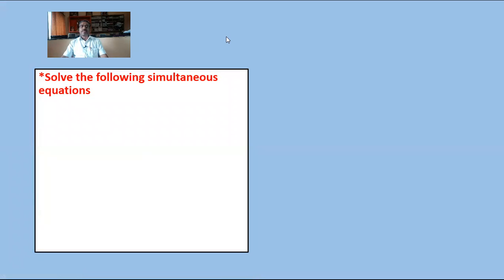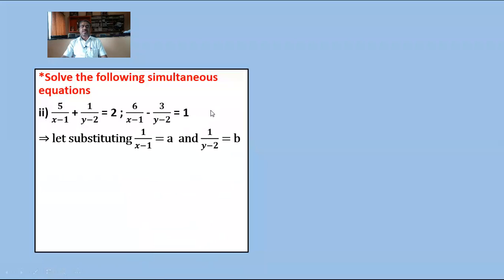Solve the following simultaneous equation. Second equation is 5 upon x minus 1 plus 1 upon y minus 2 is equal to 2. And 6 upon x minus 1 minus 3 upon y minus 2 is equal to 1. Let us consider 1 upon x minus 1 is equal to a and 1 upon y minus 2 is equal to b. Observe both equations contain the same denominator parts, x minus 1 and y minus 2. Therefore 1 upon x minus 1 is equal to a and 1 upon y minus 2 is equal to b.